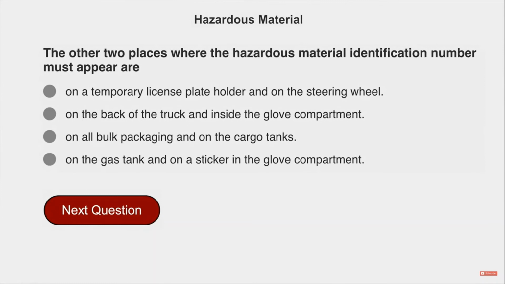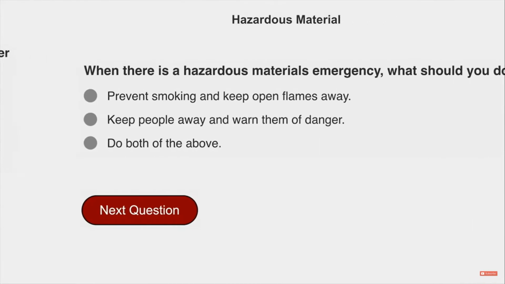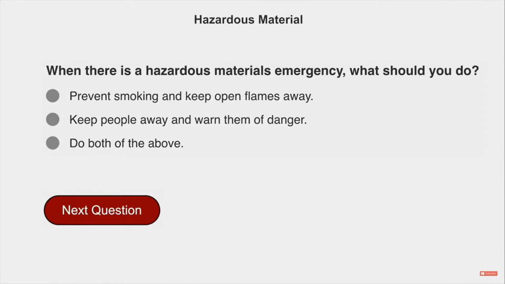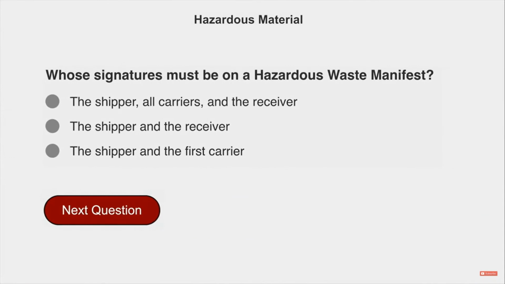The other two places where the hazardous material identification number must appear are on all bulk packaging and on the cargo tanks. When there is a hazardous materials emergency, what should you do? Do both of the above: prevent smoking and keep open flames away, and keep people away and warn them of danger. Whose signatures must be on a hazardous waste manifest? The shipper, all carriers, and the receiver.